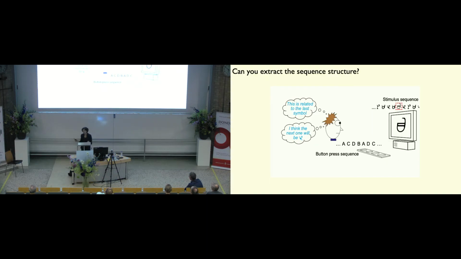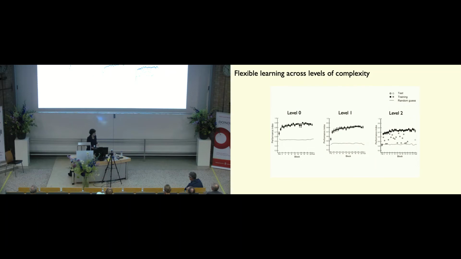The participants have to actually first figure out the structure. So am I learning pairs? Am I learning triplets? But also then they have to figure out the exact contingencies, which symbols go with what. They actually do quite well. You can see as the level of complexity increases, we have more participants that actually do not improve. This is with the gray circles, but most of the participants really improve.